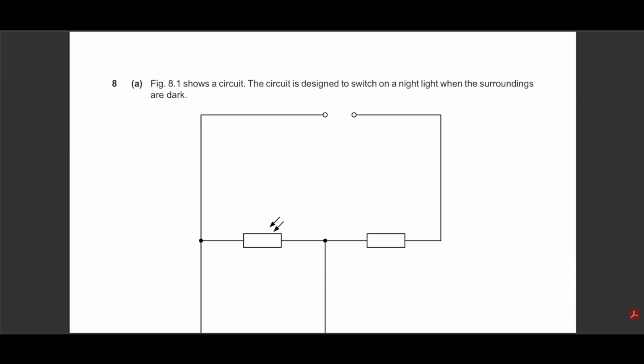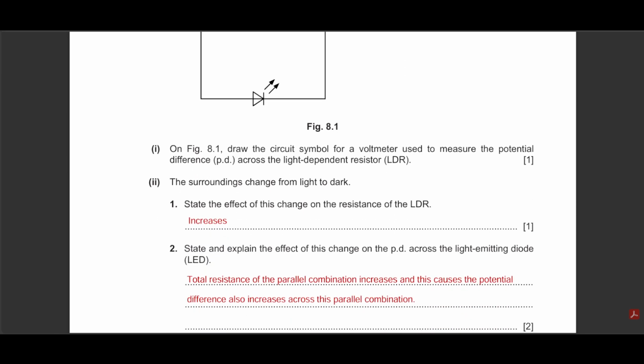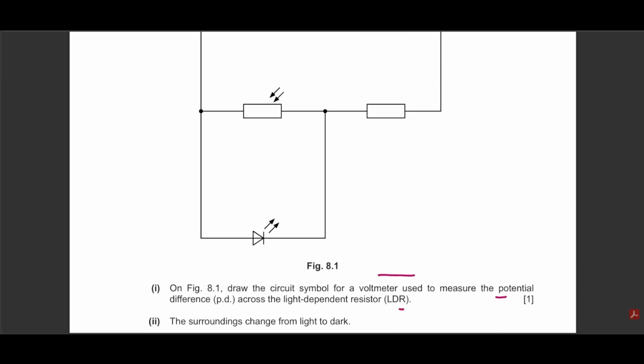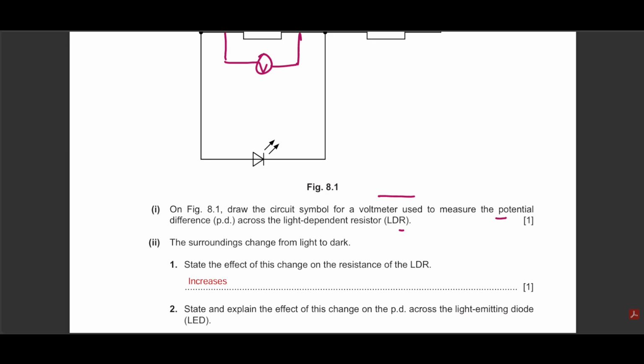Next is question number 8. A circuit is designed to switch on at designated times when the surroundings are dark. Draw a symbol for the voltmeter to measure the potential difference across the LDR. So this is our LDR. We can draw the voltmeter like this, or on the other side like this. But you have to leave only one option, so I'm erasing the other one.